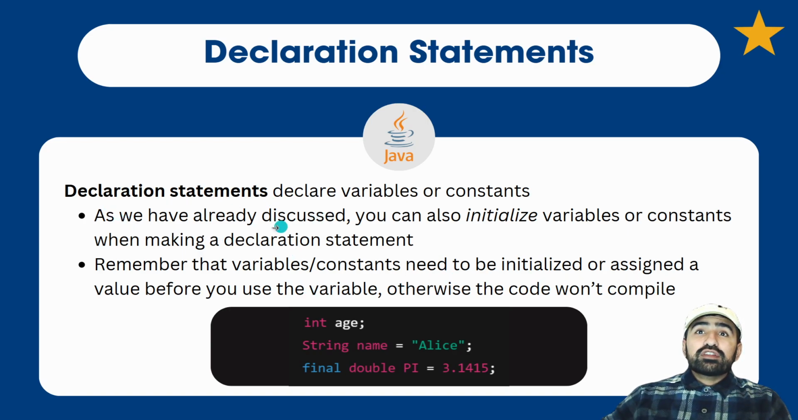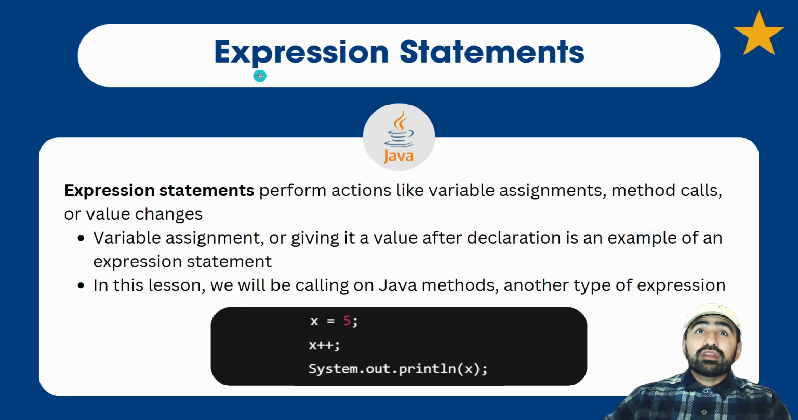In a declaration statement, you have the option to initialize it. This is completely optional. Just remember, if you're going to use it, you've got to either initialize or assign. Now, if you're going to do assignment, that's no longer going to be part of the declaration statement. That'll be an expression statement. Expression statements perform actions like variable assignments, method calls, or value changes. Variable assignments, remember, that's if you're giving a value after the declaration. We call these expression statements now.